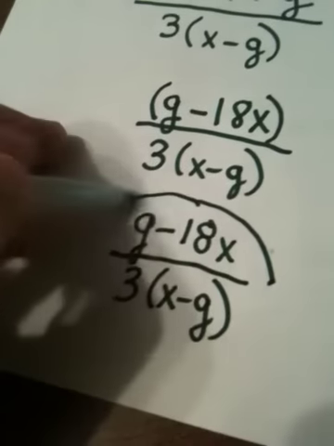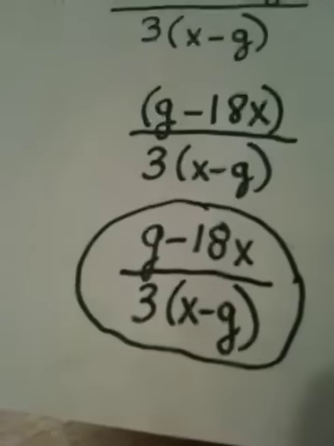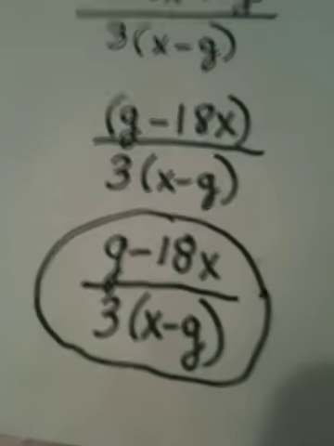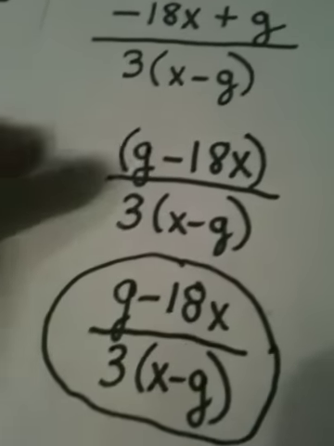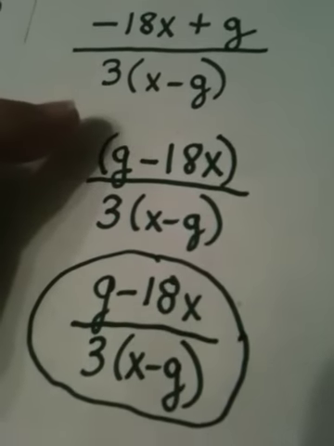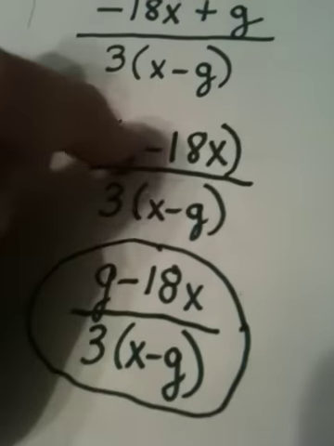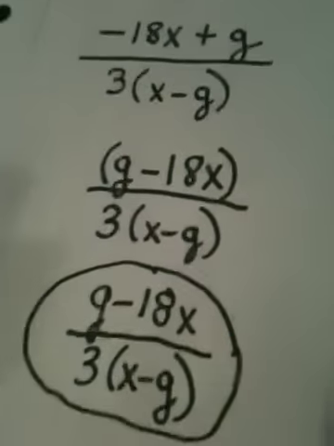And at this point, we have our final answer, and it's in lowest terms. We factored, and there was nothing that canceled. It's perfectly fine with me if you leave parens in your final answer on the top, because that reminds you that this is an all or nothing as well. Okay, we're done.